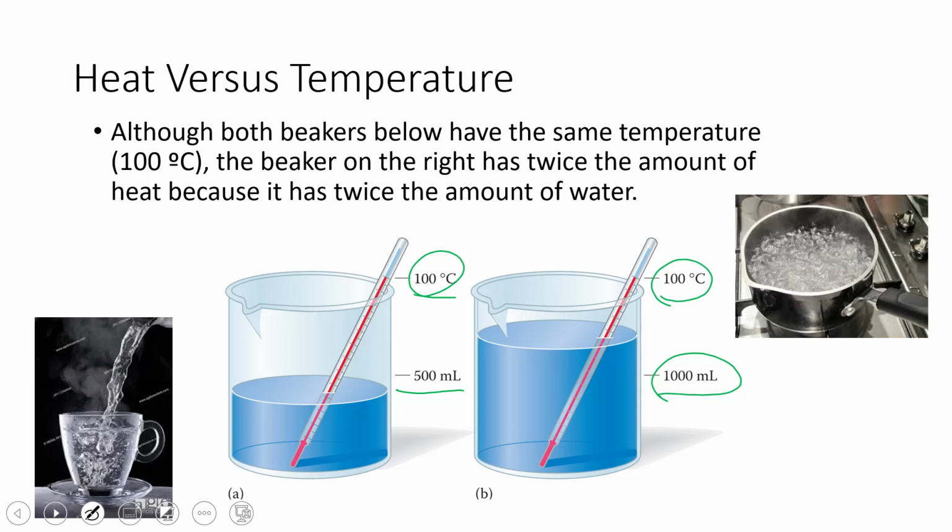What would you rather have spilled on you? Obviously, the beaker on the right has twice the amount of heat because it has more water. There are more particles that are moving with that energy. So, yes, they are both the same temperature, but this beaker has twice the amount of energy because there's just more water.